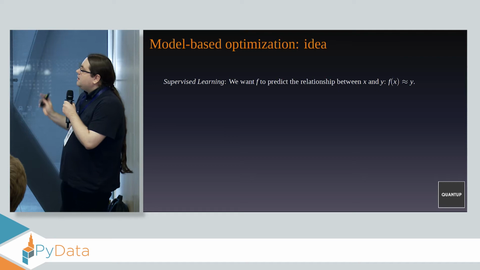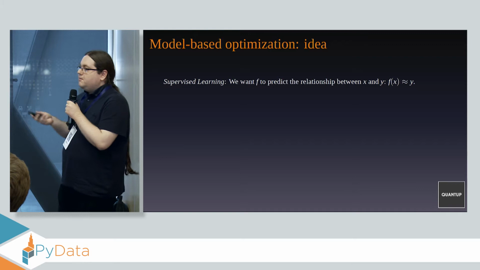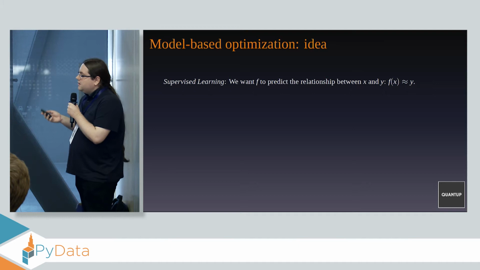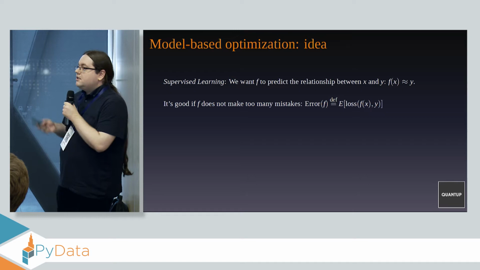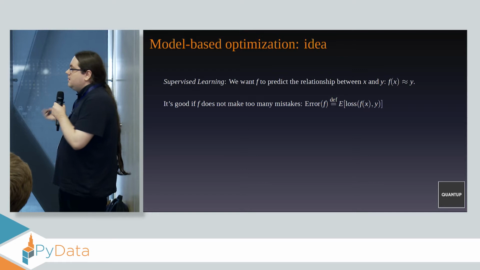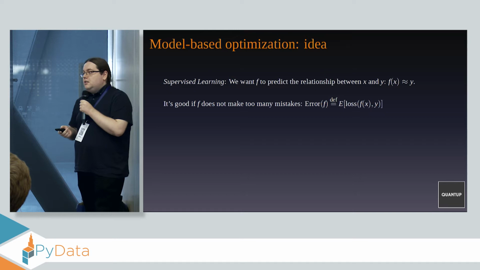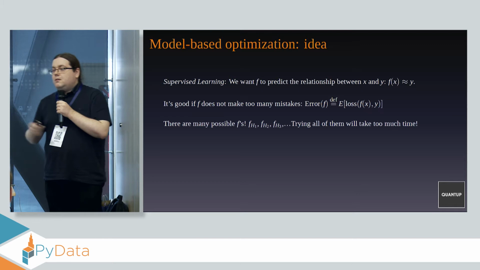What is supervised learning? This is just an intuition. It doesn't have to be a perfect definition. We want to build a predictive model for some relations, for example a model between X and Y. And of course, we want the model to make as few mistakes as possible. So we introduce some measure of how good the model is, how many errors it makes. And we compare different hyperparameters by comparing the errors generated by those hyperparameters. But there are usually many possible hyperparameters, and trying all of the combinations might just take too much time.